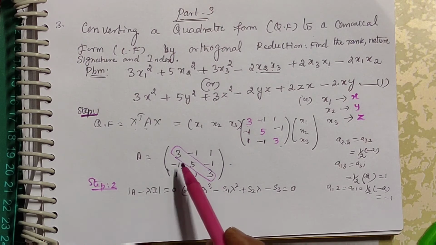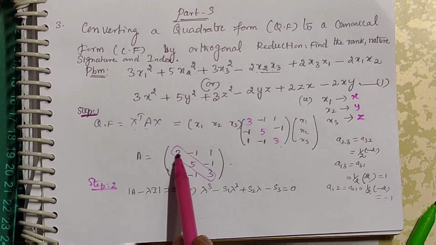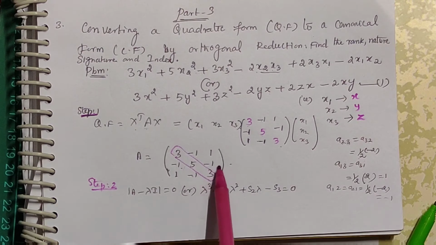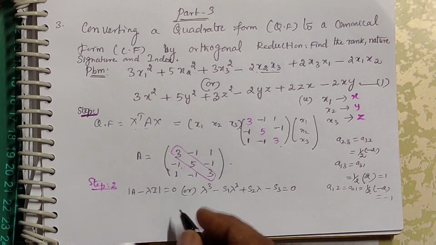S2 is nothing but the sum of the minors of the principal diagonal elements. For example, if I take the first term 3, its minor is nothing but the 2 by 2 determinant 5, minus 1, minus 1, 3. Similarly, I have to find it for 5 and for 3. Then find your S2 and put it in its place. S3 is nothing but the determinant value of A. So what are the values now?